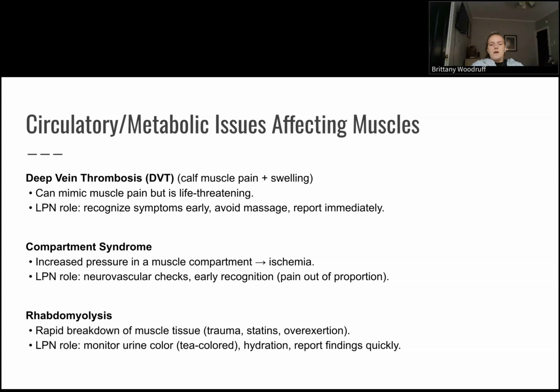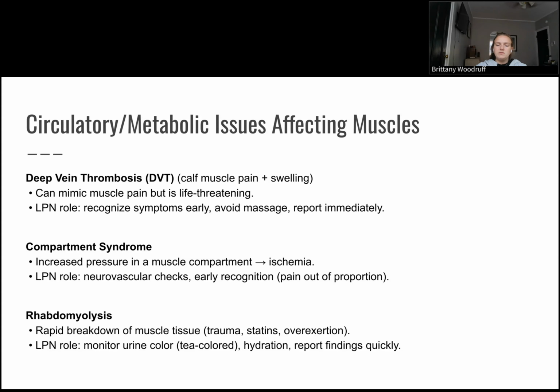As an LPN, your role is going to be neurovascular checks, so checking to make sure that circulation is going properly, and early recognition of pain out of proportion. If you have a patient coming in and saying, oh, my stomach kind of hurts a little, that's different than somebody saying, I feel like I'm getting stabbed in the gut because you just brushed by them. So you're looking for that out of proportion pain.